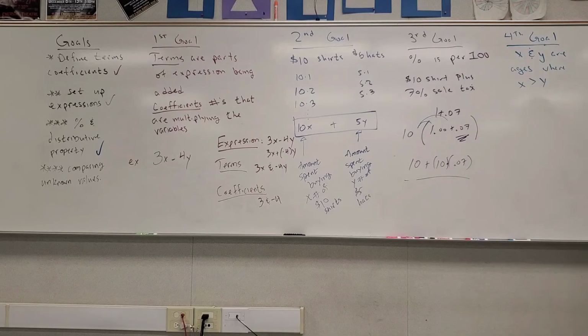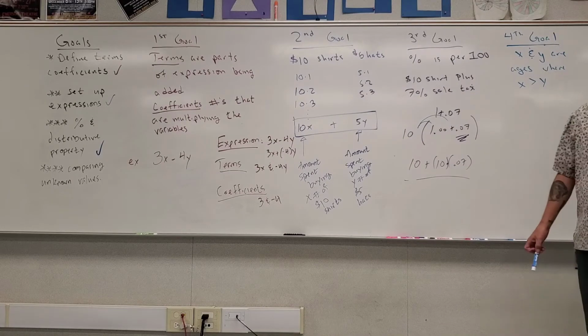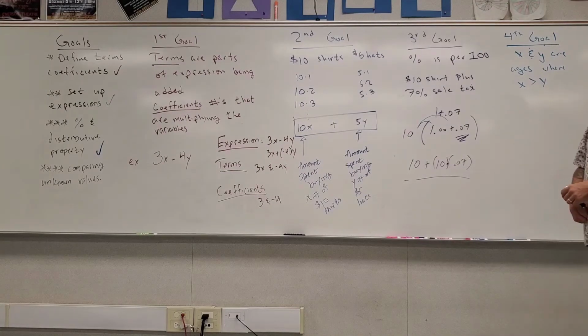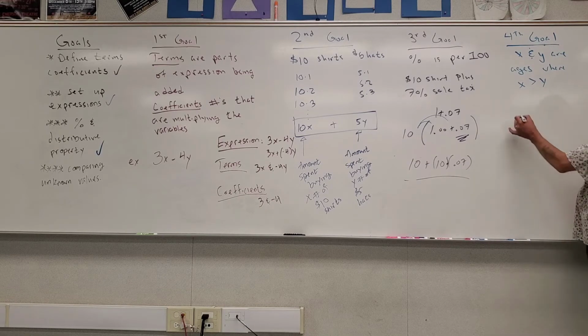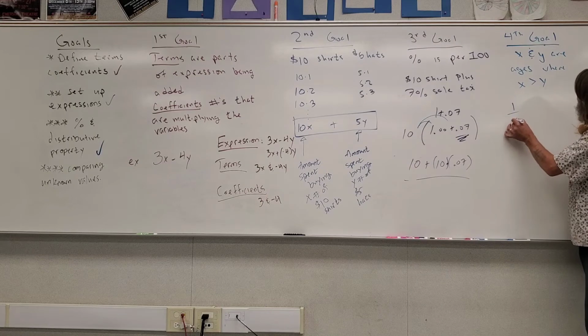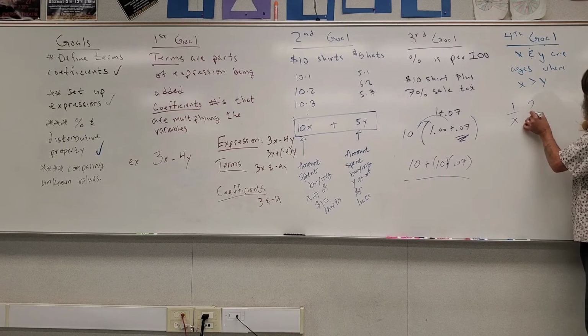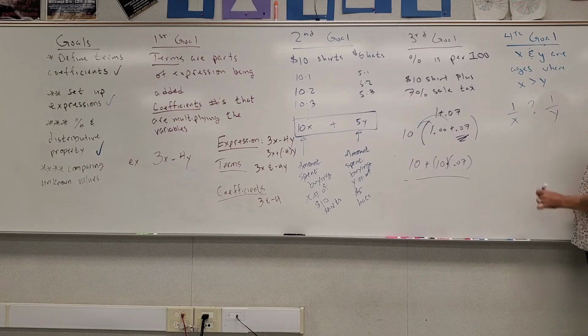All right, the last goal is to compare unknown values. And so you're going to see in this homework set something like this. X and Y are ages where X is larger than Y. And they're going to ask you something like this. 1 over X, how does that compare to 1 over Y?